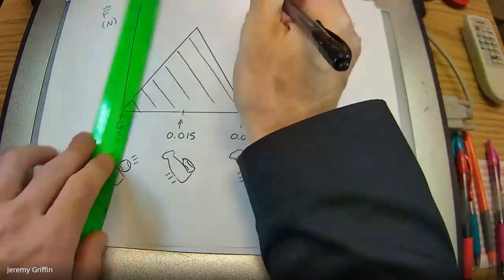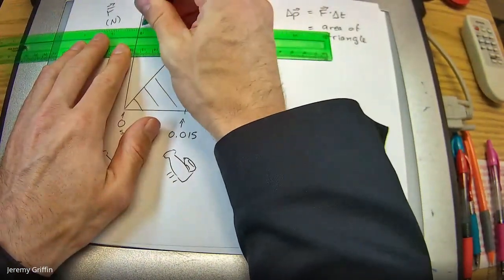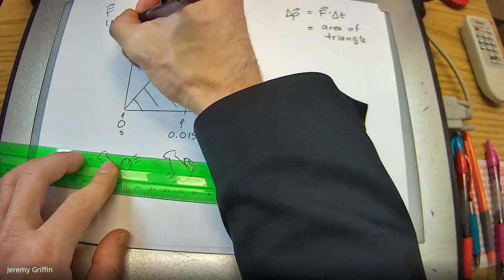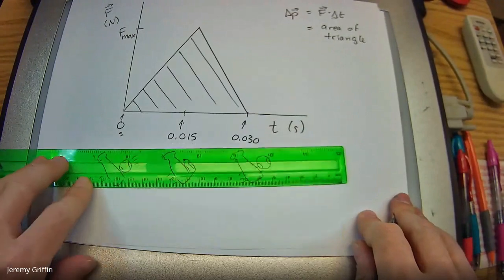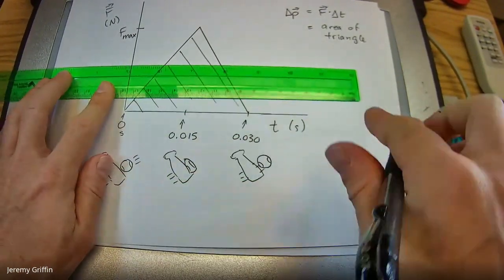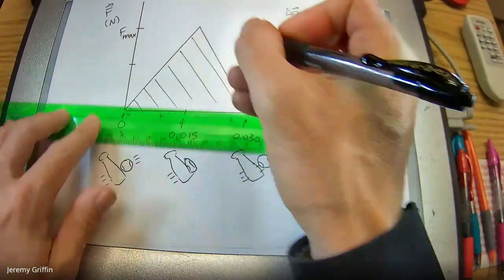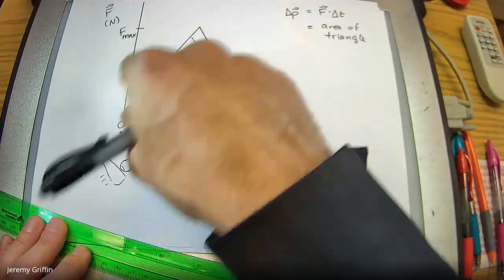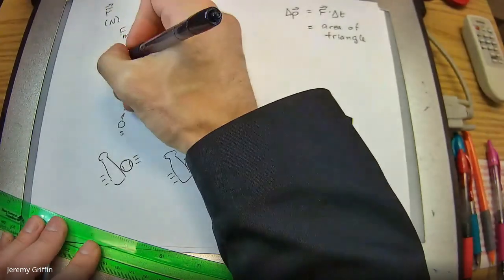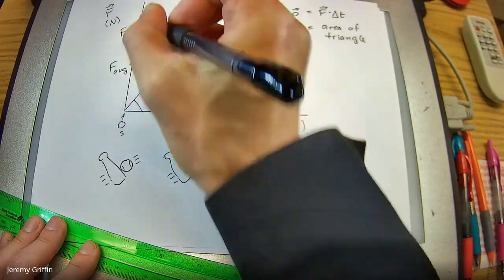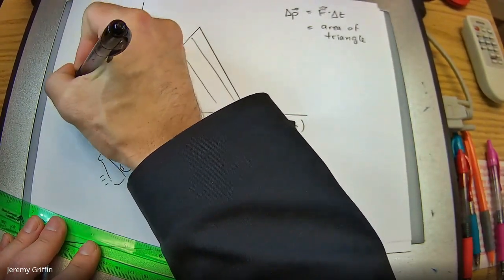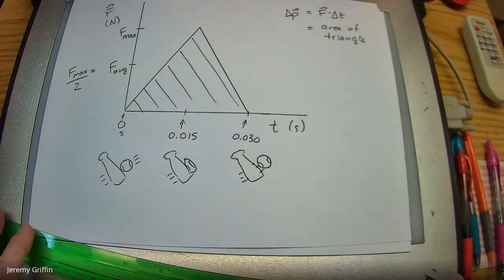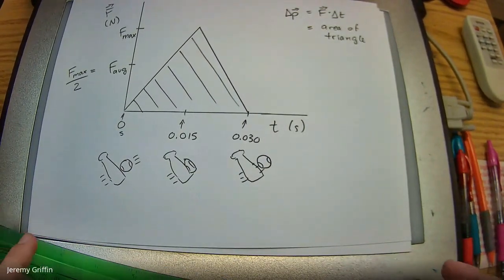Where the peak of this triangle is not the average force, it's the maximum force. That's F max right there. Where do you think F average is? How many of you guys think that average force is exactly half of the maximum force for a triangle? Yeah. Here's your average force, which is exactly F max over 2 if it's a perfect triangle. Let me tell you guys why.